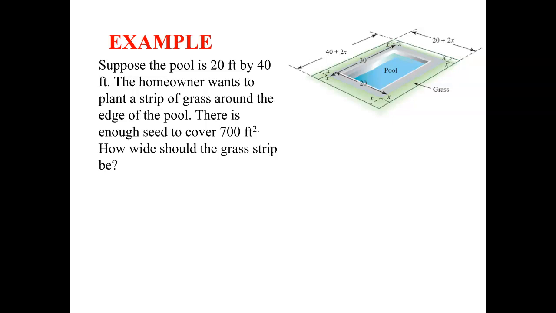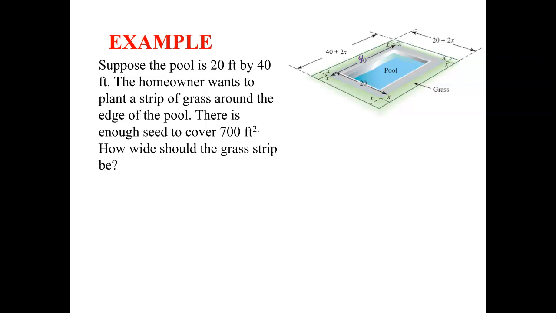There's a typo on the diagram, and we see it in the word problem. It should be 40 feet long, not 30 feet long. Okay? So we have a pool, 20 feet by 40 feet. The homeowner wants to plant a strip of grass around the edge of the pool. There is enough seed to cover 700 square feet. How wide should the grass strip be?